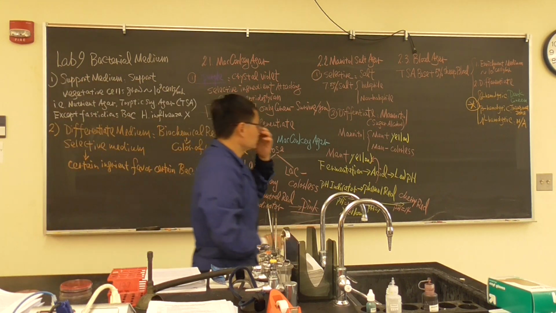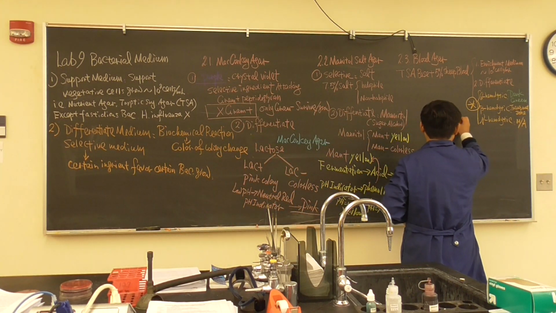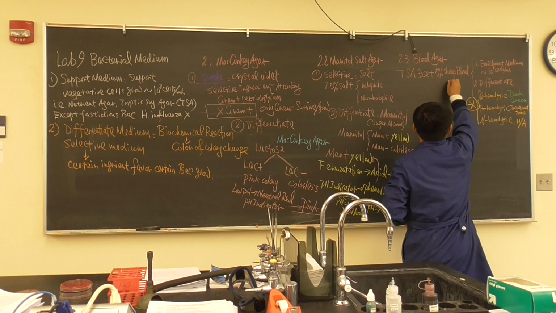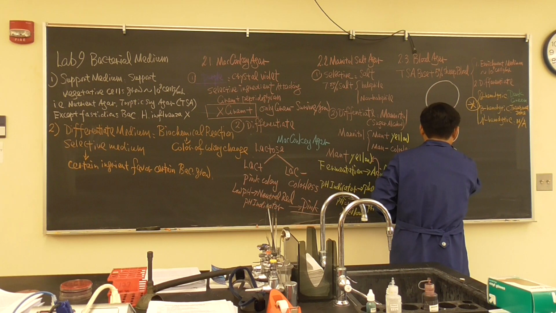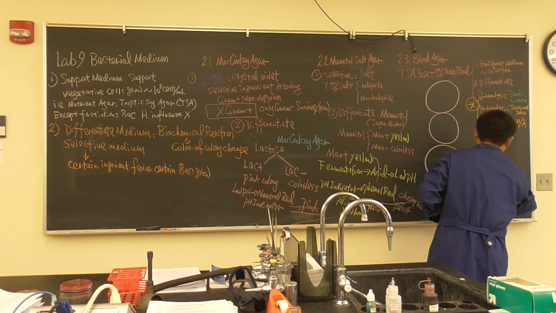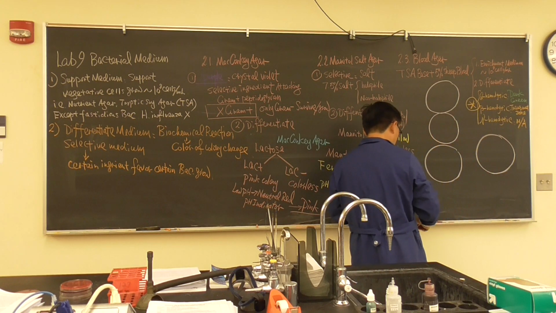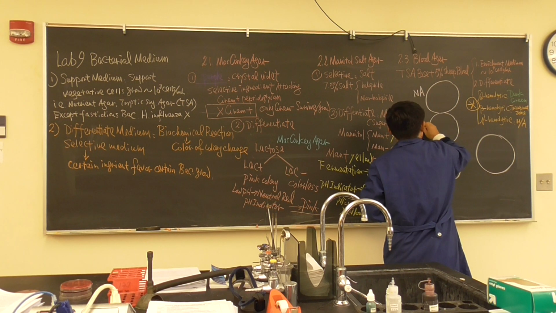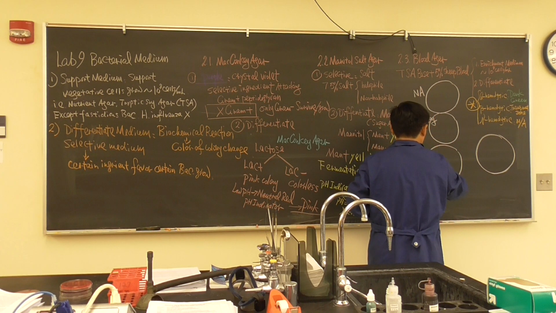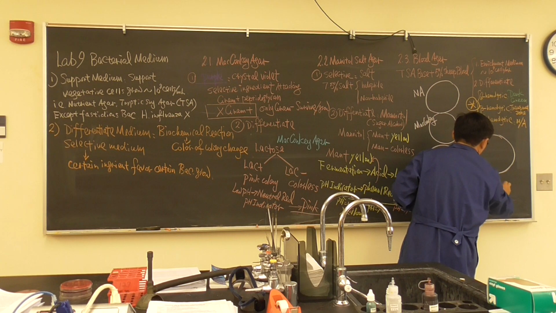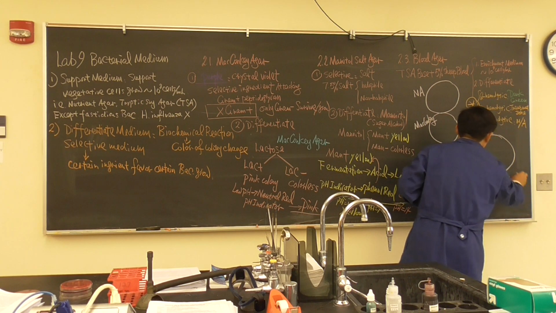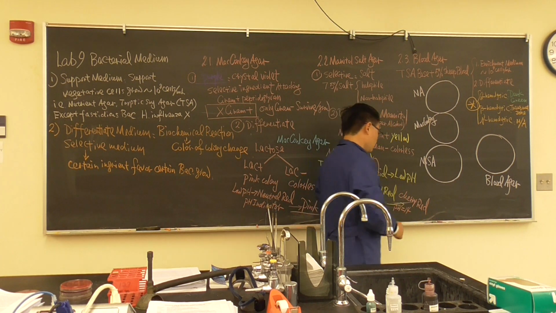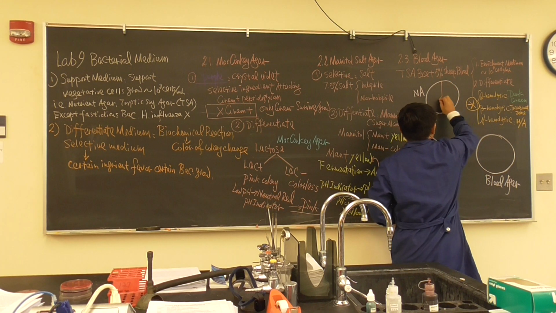What is today's work? It's very simple. You have four agar plates, okay, nutrient agar, MacConkey agar, mannitol salt agar, and blood agar. What we are going to do first, split them into 3 quadrants.